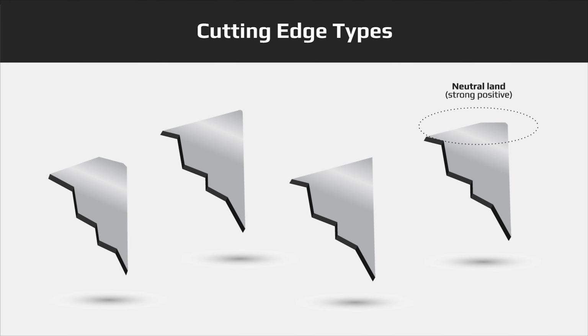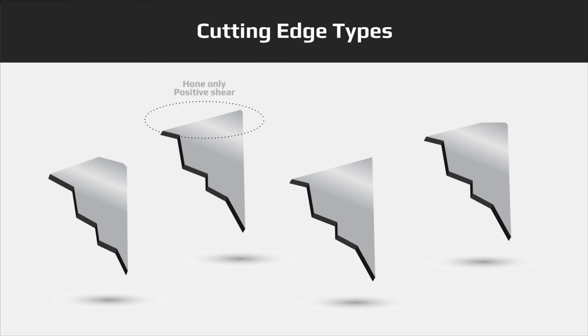The second edge prep is similar, except that the land is neutral rather than negative. So this strengthens the cutting edge, but to a somewhat lesser extent than the negative T-land. The neutral edge is usually a net positive edge, so while it has some good strength characteristics, it also can be suitable for a wider variety of materials.